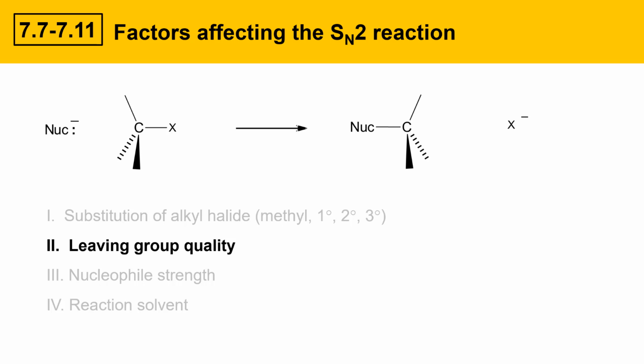In the first video, we looked at how substitution of the alkyl halide impacts the SN2 reaction, so what kind of substitution is present there. This video deals with leaving group quality, so it addresses issues of the identity of X and how that influences the reaction. In subsequent videos, we'll look at the strength of the nucleophile and the effective reaction solvent.